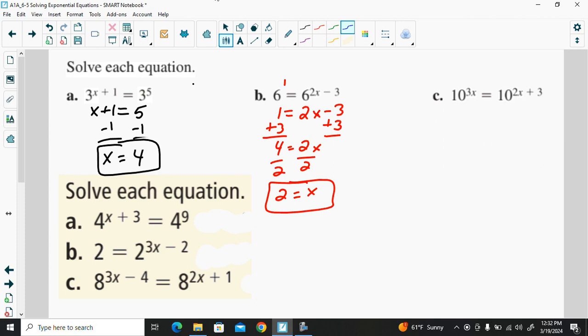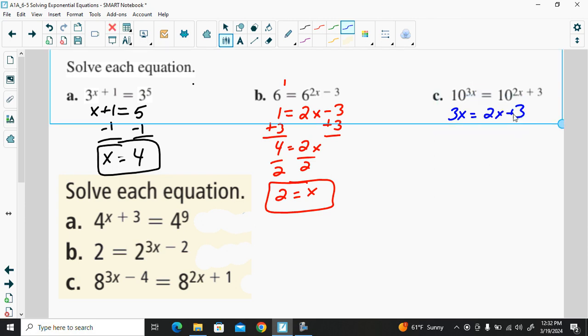Our next example. Once again, we see the bases are the same, so we could write 3x is equal to 2x plus 3. We write an equation that says the exponents are the same. We solve this equation. We see the variables on both sides of the equation. We remove the variable with the smaller coefficient. 3x minus 2x is 1x. These are opposites. That's going to be equal to 3.